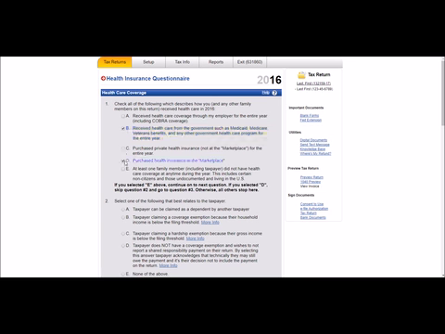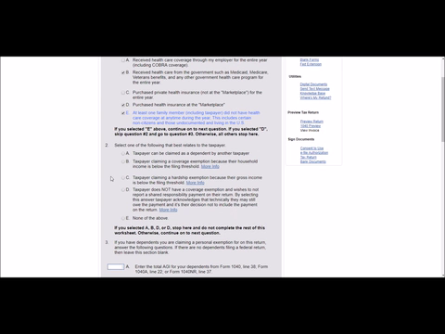D. They purchased health insurance at the marketplace. And or E. At least one family member did not have coverage at any time during the tax year. Only continue if D or E was selected. If D was selected, skip the next question. If E was selected, choose the answer that best relates to the taxpayer.